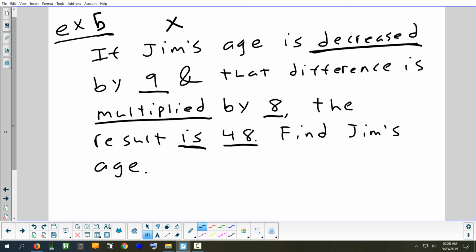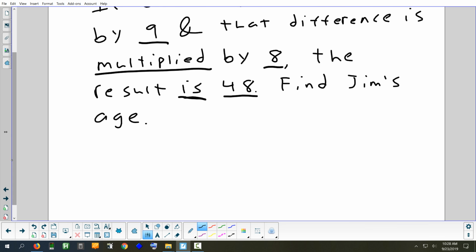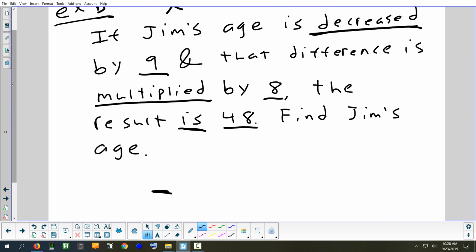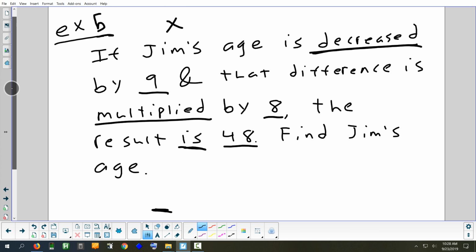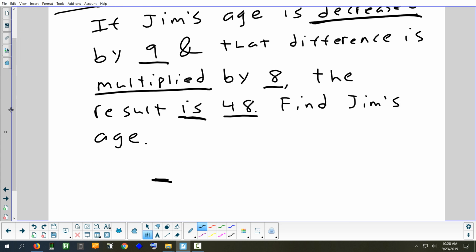All right, Jim's age decreased by 9. What does decrease mean? What operation? Subtraction. So let's start with that. What are we decreasing by 9? Jim's age. What's Jim's age? Well, how did we represent it? X. Jim's age decreased by 9.